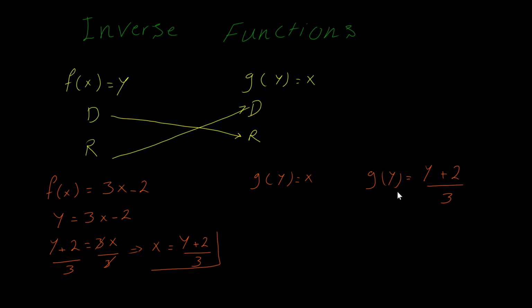But the last step that we need to do is to change y to x. It doesn't matter if it is x or y, it's just a letter that we assign, but our standard form is the function of x. So we switch all the y's with x, and we get g of x is equal to x plus 2 over 3. And this g of x is the inverse of f of x is equal to 3x minus 2, with the domain and range getting swapped.